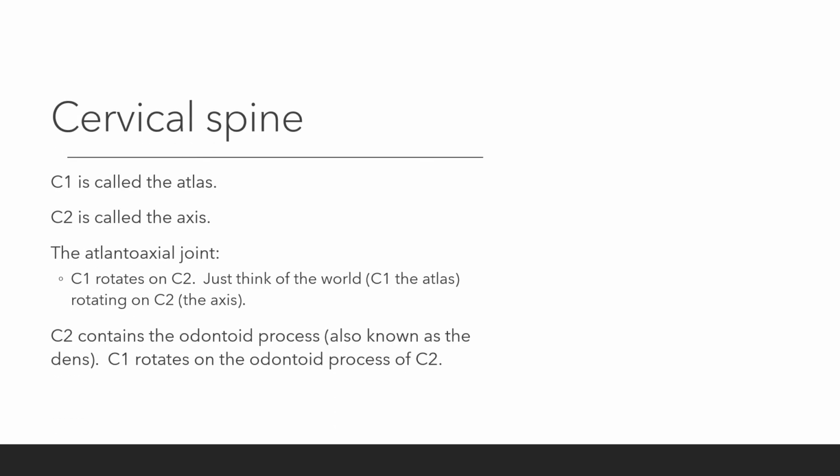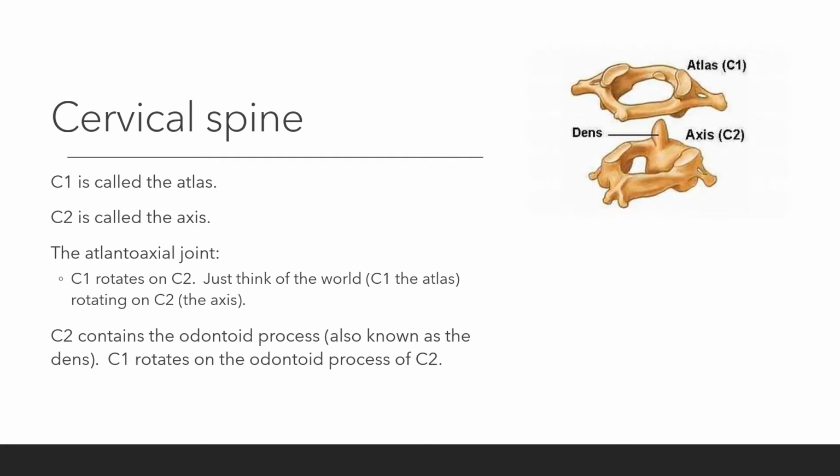Now let's talk about the cervical spine, because there are some structures that are unique to the cervical spine. Note that C1 is called the atlas. C2 is called the axis. Let's talk about the atlantoaxial joint. The atlantoaxial joint is the joint between C1 and C2.